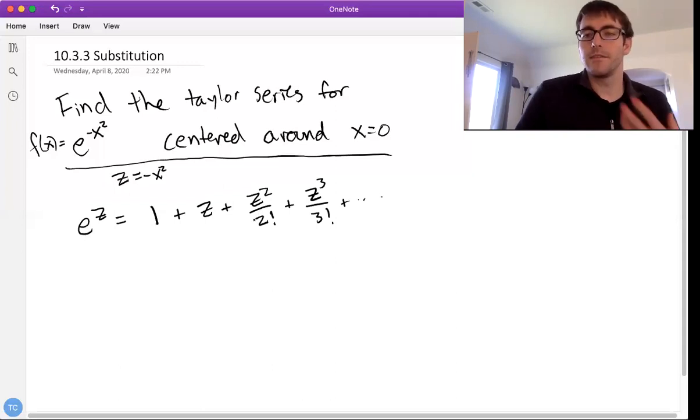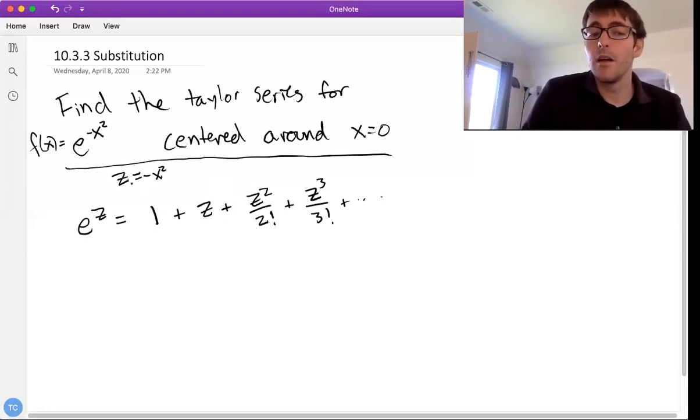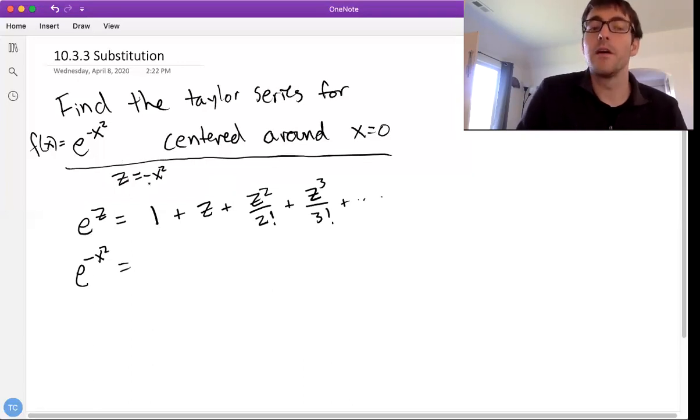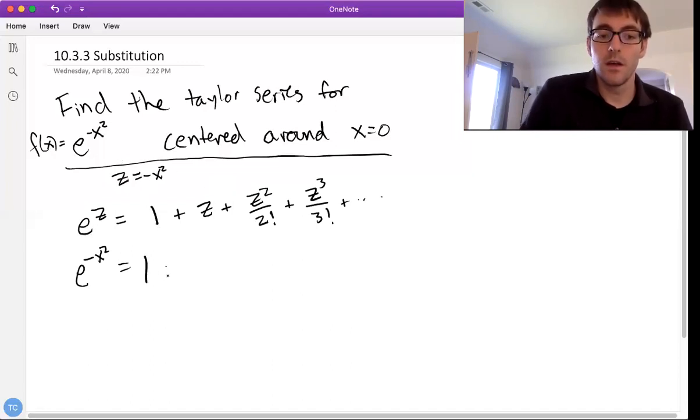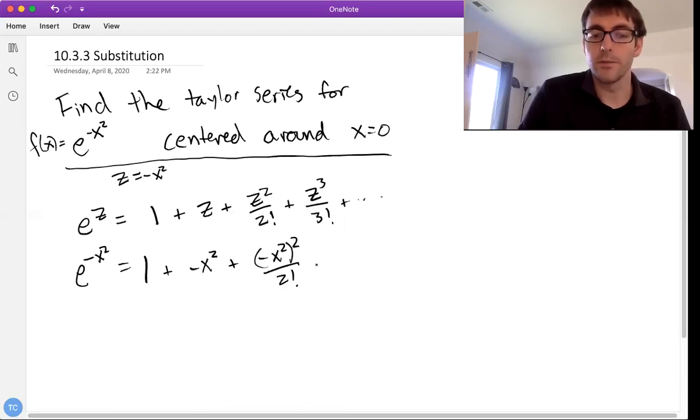Okay, and just like with the addition and multiplication, this is a really easy thing to do. Once we set it up the right way, that's the tricky part, we can find the Taylor expansion for e to the negative x squared by following this rule, by replacing z's with negative x squareds. So 1 plus negative x squared plus negative x squared squared over 2 factorial, etc.